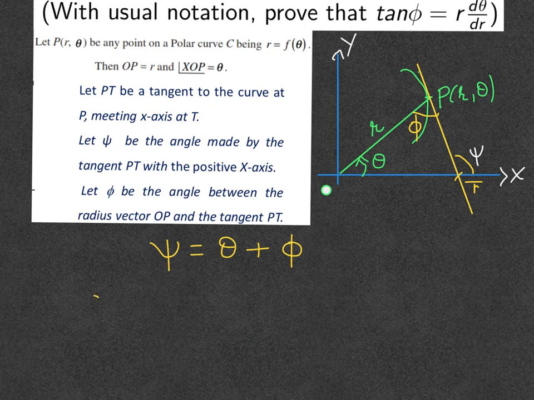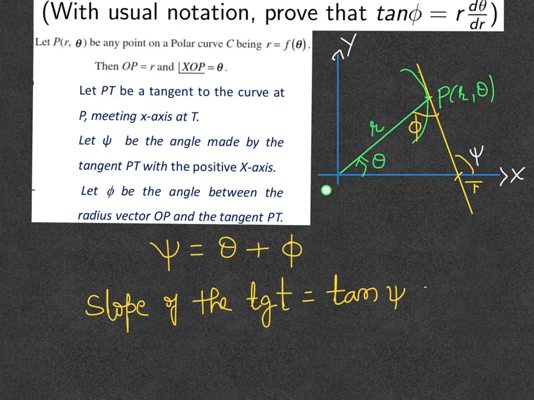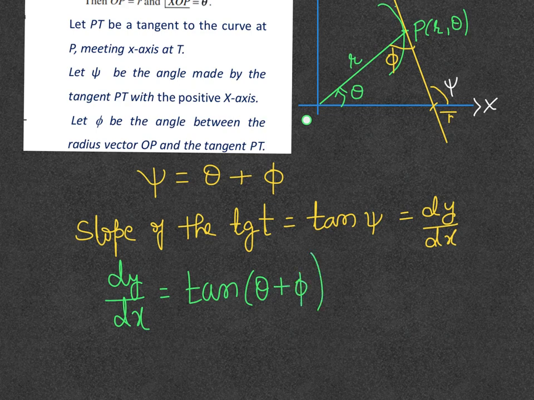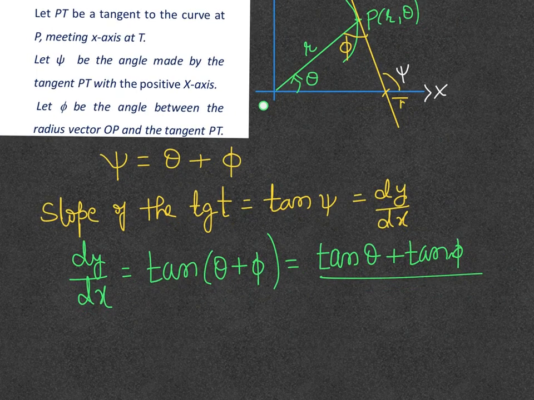Also the slope of the tangent is tan psi, and you can write this as dy by dx. So dy by dx can be written as tan psi, that can be written as tan of theta plus phi. And using the identity, tan of A plus B can be expanded as tan theta plus tan phi divided by 1 minus tan theta into tan phi. So let us take this result as 1.